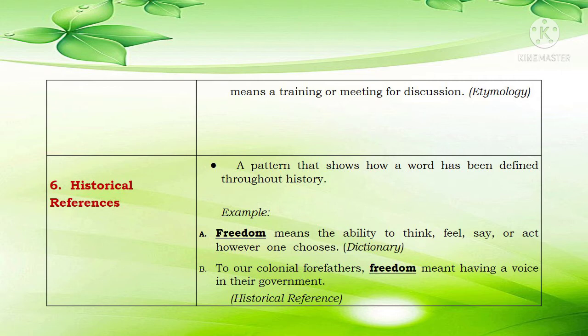Number 6, historical references. It is a pattern that shows how a word has been defined throughout history. For example, freedom means the ability to think, feel, say, or act however one chooses. To our colonial forefathers, freedom meant having a voice in their government.